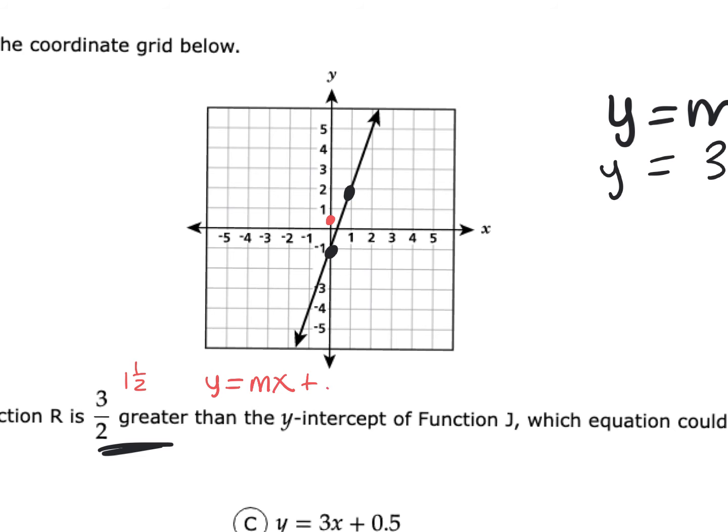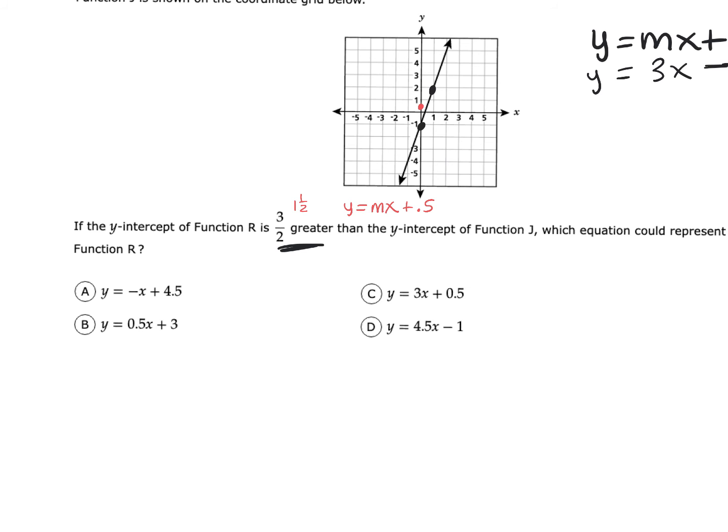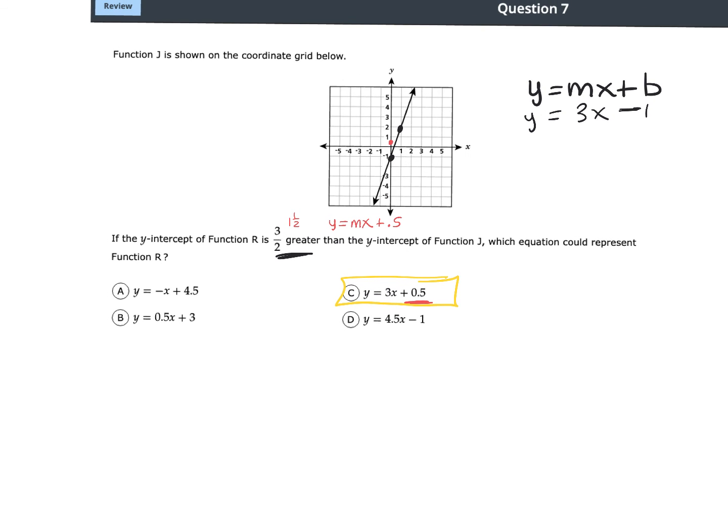So our 0.5. So if I go down here, I'm looking for something that has a y-intercept of 0.5, and I'm seeing that right here. I don't see it anywhere else, so I know that this choice C would be my solution. They did not actually tell me what the slope is, but it didn't tell me that it was parallel. It just said which one could represent it.